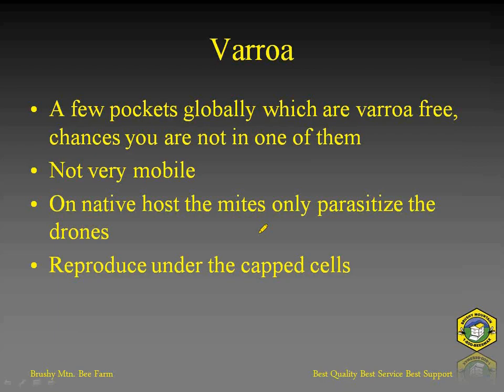Also, in the native species, the Varroa mite tends to parasitize only the drones, which means we can use that, because when they're on the European honeybee, they tend to prefer the drones. They will reproduce in worker cells, but they prefer the drones. The other really beneficial thing here is that they reproduce under the capped cells. So essentially, if we can trap them inside a cell, we can therefore remove them. And in fact, we can trap them, and I'll show you how.